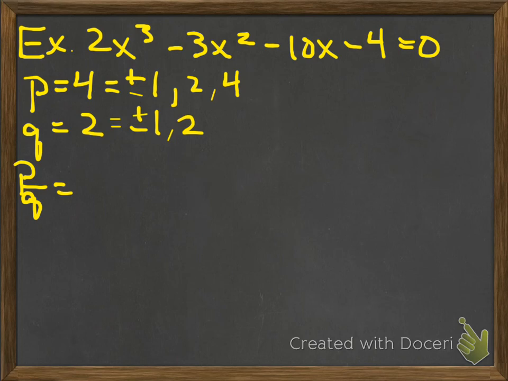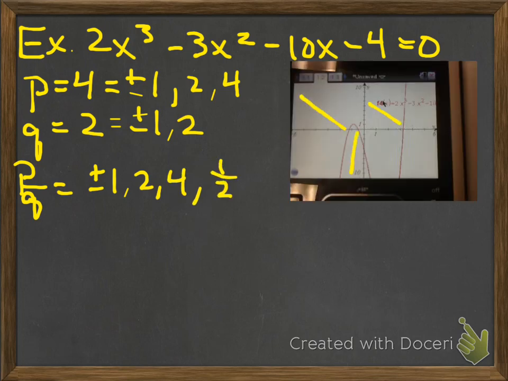Here I have another example, 2x cubed minus 3x squared minus 10x minus 4. All I did was list my p's based on the 4, plus and minus 1, 2, and 4, and my q's based on the 2, plus and minus 1 and 2. Divide them, and I've got plus and minus 1, 2, 4, and 1/2. That's it. Okay, look at my graph.